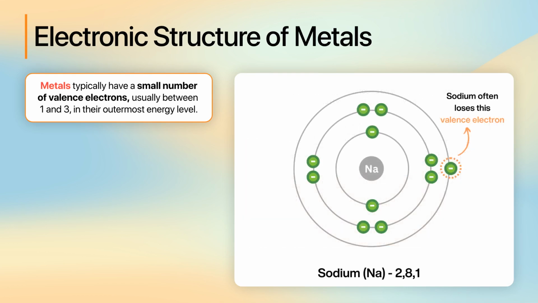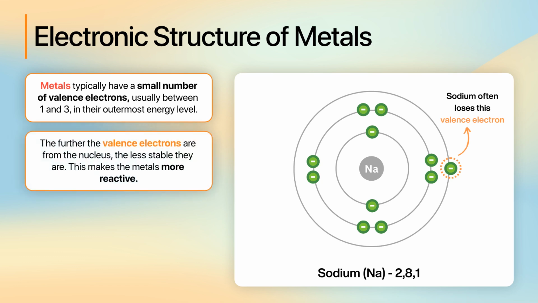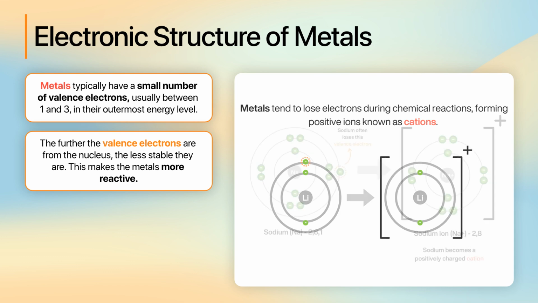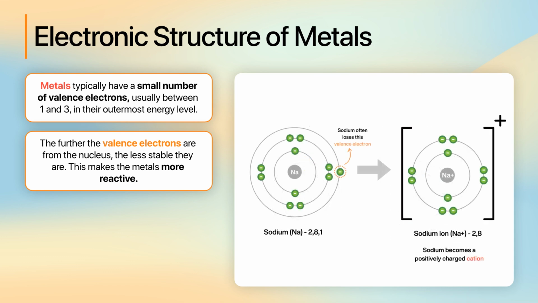For example, sodium, Na, has 1 valence electron in its outermost shell. The further away the metal's valence electrons are from the nucleus, the less stable their position, and therefore the more reactive. This means these electrons can be easily lost during chemical reactions, leading to the formation of positive ions, known as cations. When sodium loses its 1 valence electron, it forms a Na+ ion. Generally, the fewer the valence electrons, the more easily the metal can lose them.